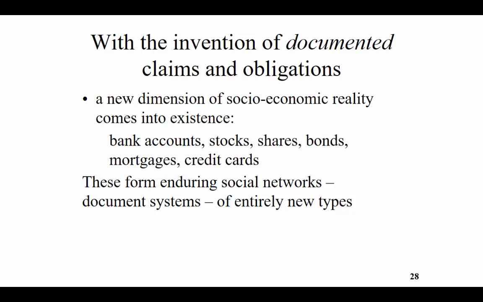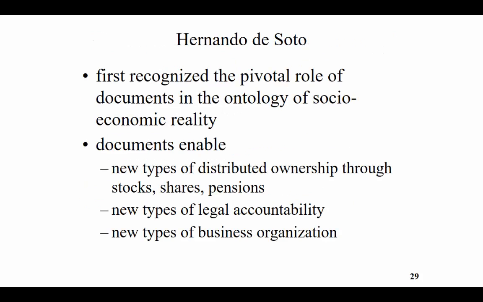All right, so bank accounts, stock shares, bonds, mortgages, credit cards, and so on. All of these form document systems, which are networks involving claims and obligations, but millions of them going in all directions and changing potentially from minute to minute. So the stock exchange is changing from millisecond to millisecond. So, new types of distributed ownership, new types of legal accountability. So the fact that you now own the land means that you're accountable if something bad happens because of what happens on that land. For instance, you steal electricity. If you steal electricity and it can be proved that the electricity was stolen by somebody on your land, then you are accountable. And also it makes possible new types of business organization, which we will talk about a little bit.